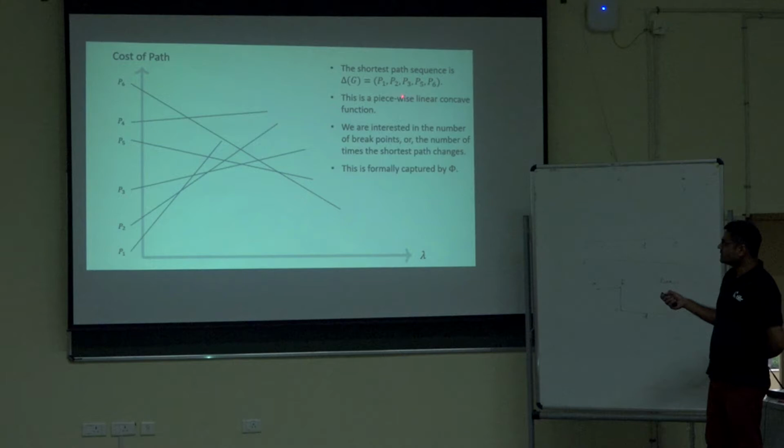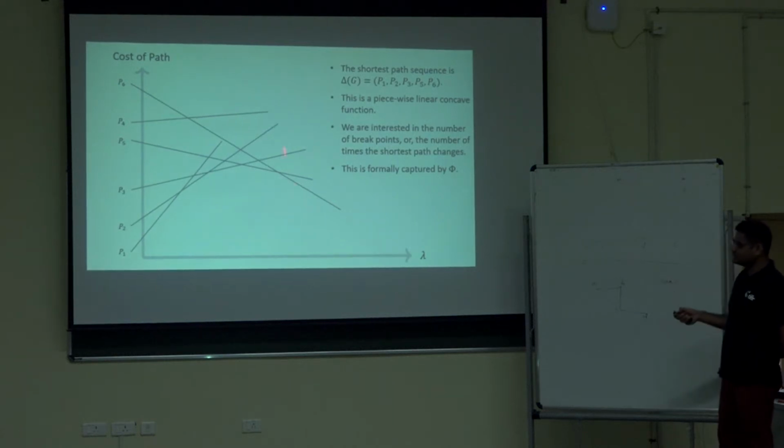And we denote a shortest path sequence. The shortest paths in this case are P1, P2, P3, P5 and P6. So there is no P4. Note that at lambda equal to 0, P1 is the shortest path. In fact, it continues to stay the shortest path till this point. Over here, P2 takes over, then P3 takes over and so on. But P4 is far above, so it's never the shortest path.